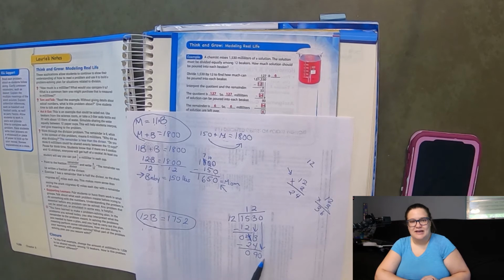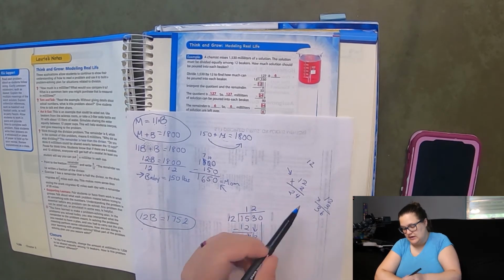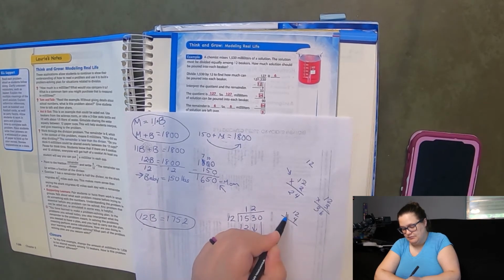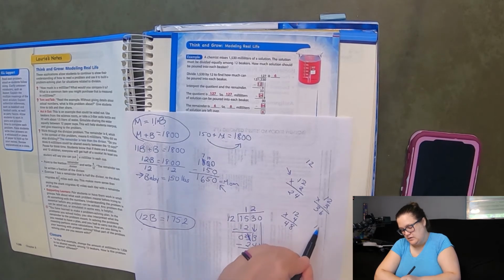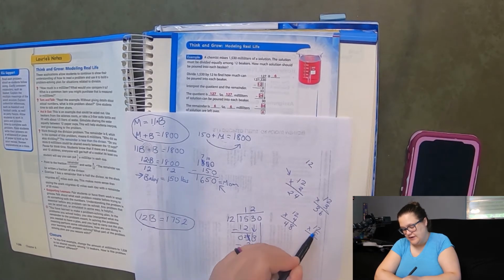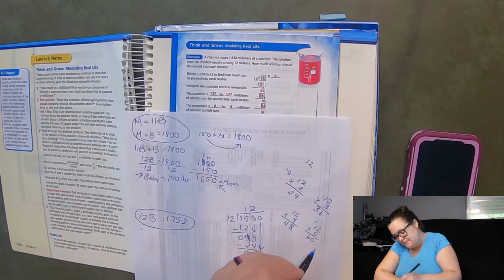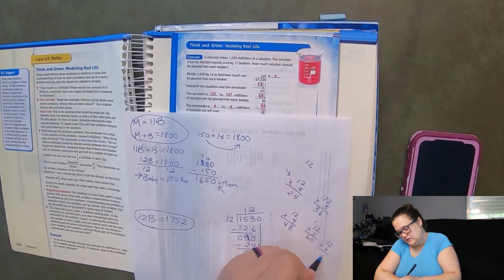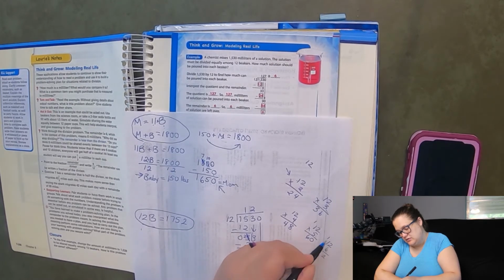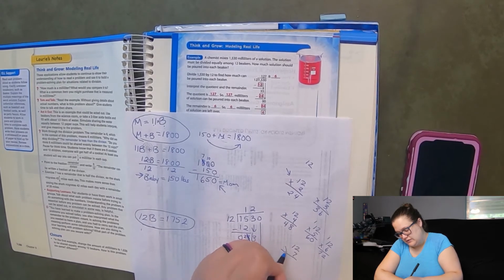12 times what can get us to 90 or the closest without going over. So I know 3 is 36, so let's keep going. 12 times 4. 4 times 2 is 8. 4 times 1 is 4. 12 times 5. 5 times 2 is 10. 5 times 1 is 5, plus 1 is 6. We're getting closer to 90. 12 times 6. 2 times 6 is 12. 6 times 1 is 6, plus 1 is 7. Getting closer. 12 times 7.